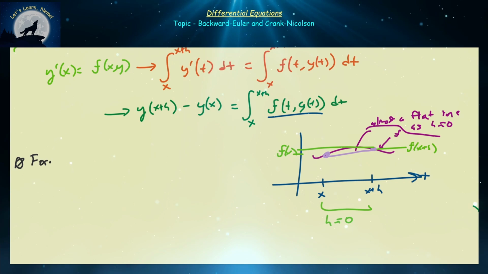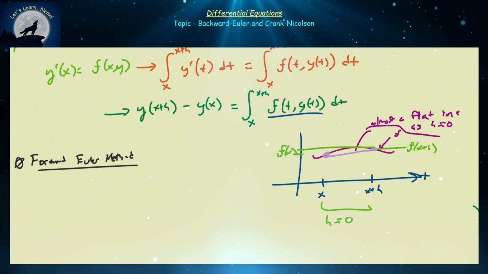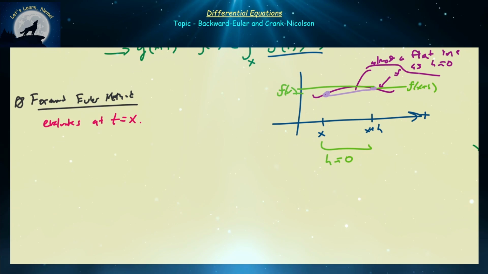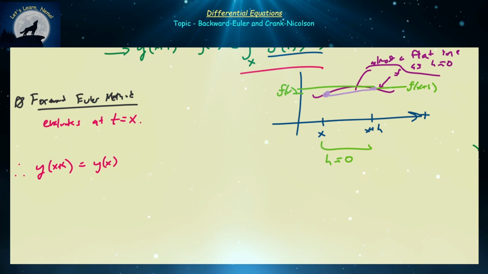So the forward Euler method evaluates at t is equal to x, right? So if we evaluated at t is equal to x, then that integral will simplify. So we're going to have y of x plus h will be equal to y of x plus, and that integral becomes a constant. So we evaluated at x instead of at t, so we're going to have the integral from x to x plus h.